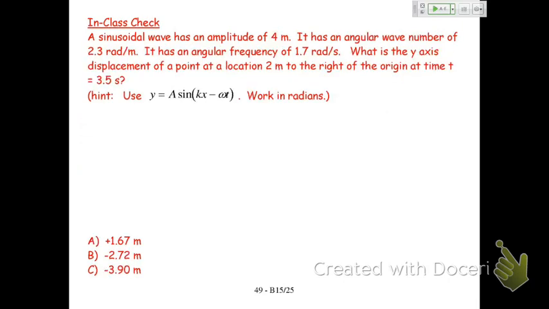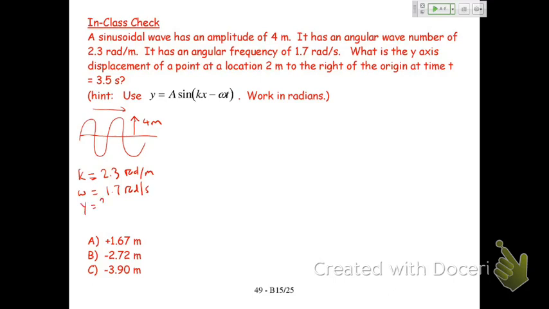So not so bad. On this next one, unfamiliar, but let's just picture it. So here's my wave. I have my amplitude, which is 4 meters. My angular wave number, my k, is equal to 2.3 rad per meter, and my angular frequency is 1.7 rad per second. And I want to know the y-axis displacement at an x position of 2 meters and a time of 3.5 seconds. So I've gone along from the starting point to this position, and now I'm going in time until I get to that 3.5 seconds.